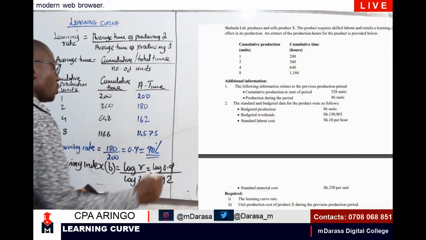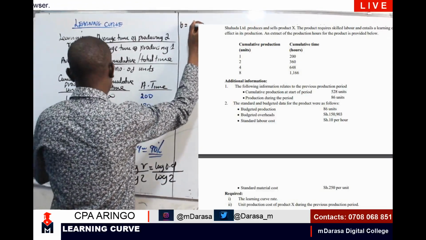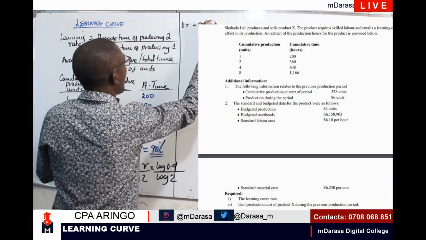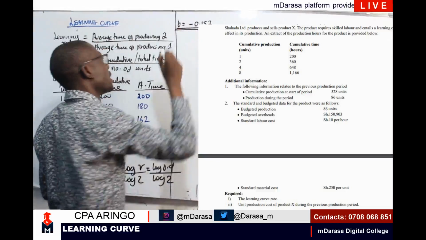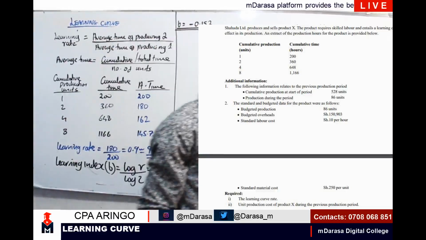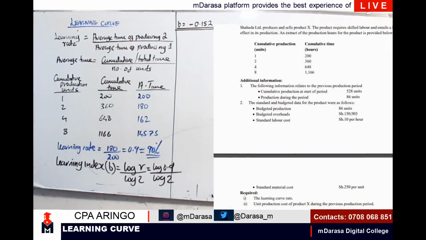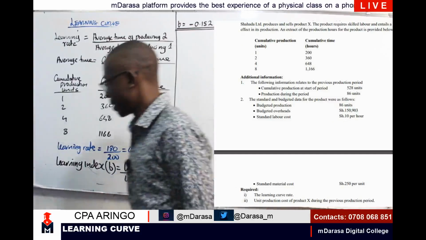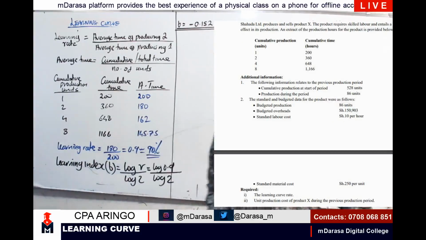At this point, Mwalimu is getting my B, or rather the learning index. I'm getting a figure of negative 0.152. That's the figure that Mwalimu is getting as the learning rate, or rather learning index. As much as you aren't given it, it's very important for us to note that. So that is what Mwalimu is getting as our learning index: log R, we divide by log 2.